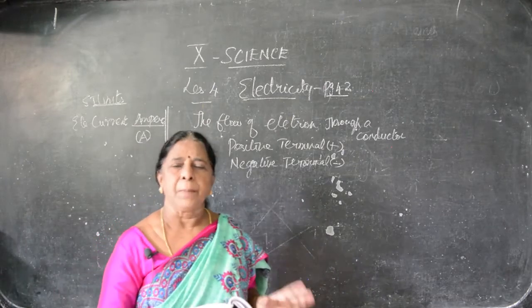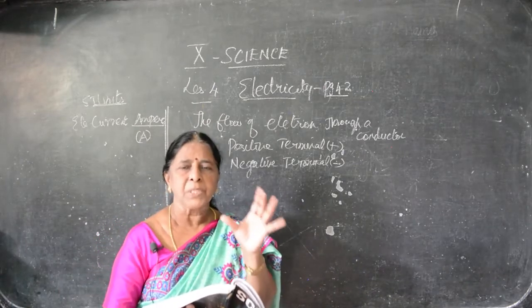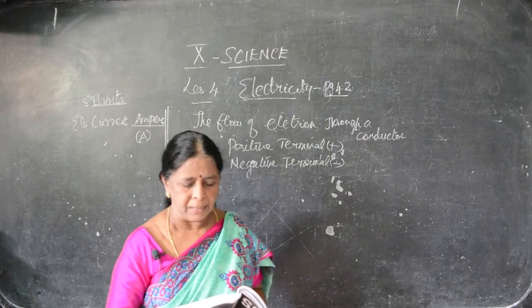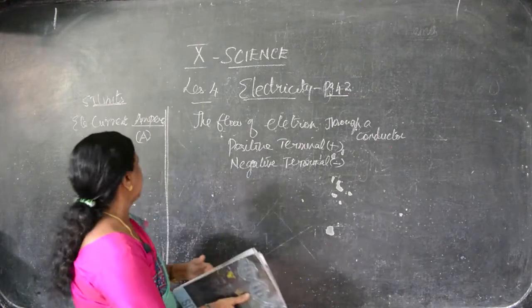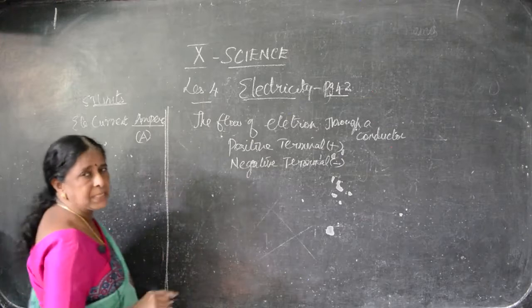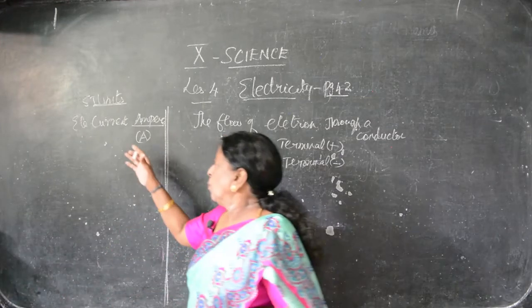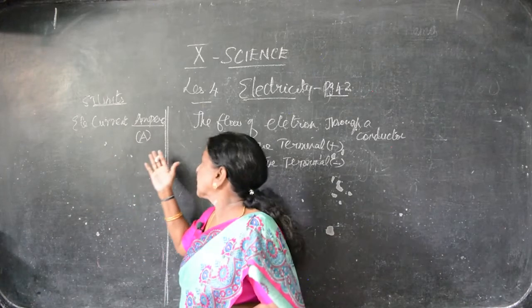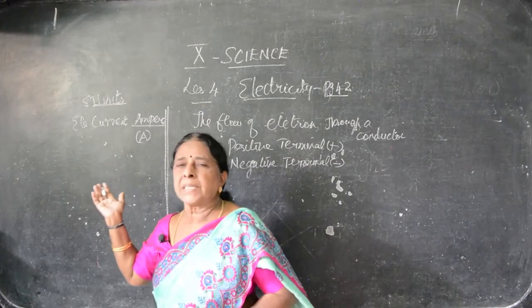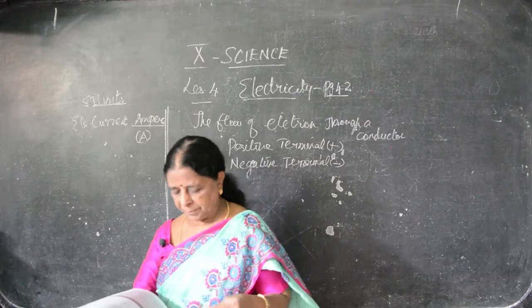How can we find out ampere? How much electric current is used? We can see coulomb per second. That is how much electricity passes in 1 second. Based on that we are finding out. The important thing is, what is the unit of electric current? Unit of electric current is ampere.